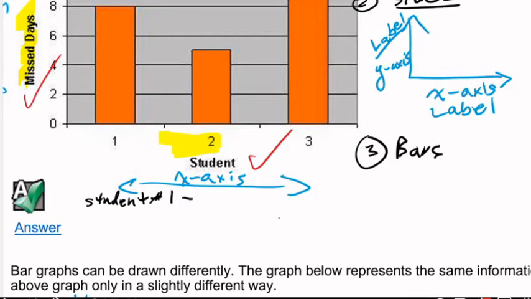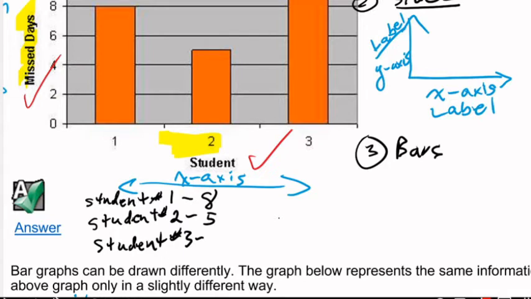You should be able to look at the graph and tell me how many missed days student 1 has. Any of you, one of you guys, type in that answer for me, please. I'd love to know how many days student 1 has missed. Quickly. Excellent. Good answer. So we have 8. For student 2, tell me what student 2 has for its missed days. 5. Good job. And student 3? Has 9 missed days.